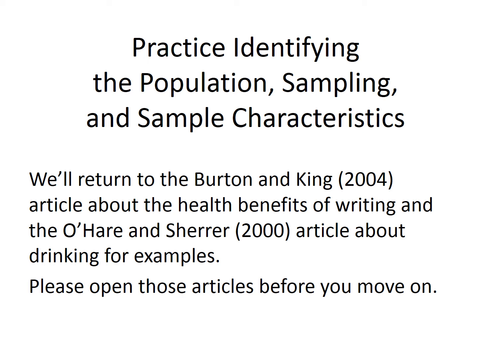To find out about the population, sample, and sampling characteristics, we'll look at the participants section, which in the case of Burton and King is found on page 154, or page 5 of the PDF.